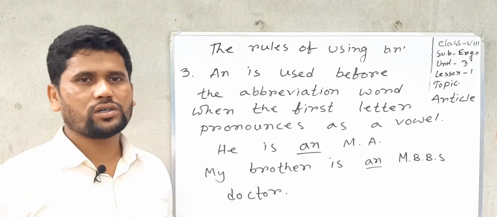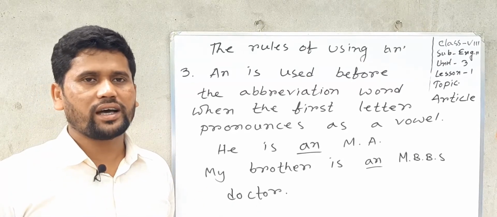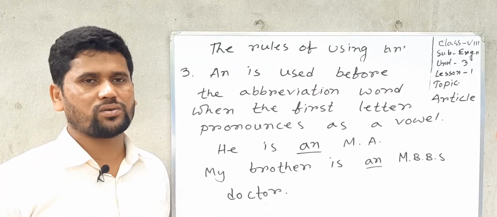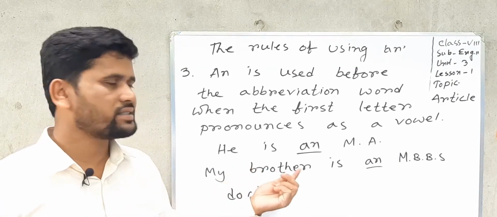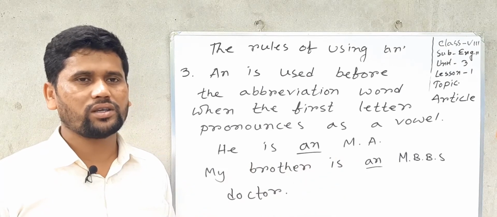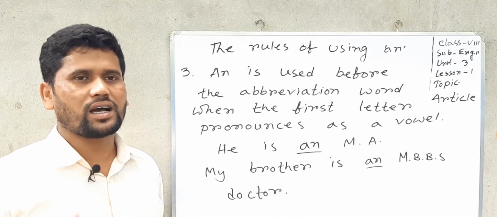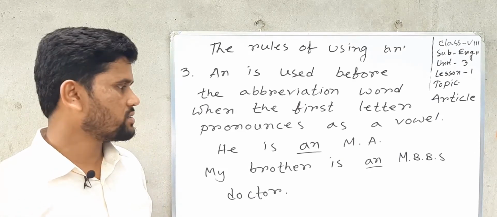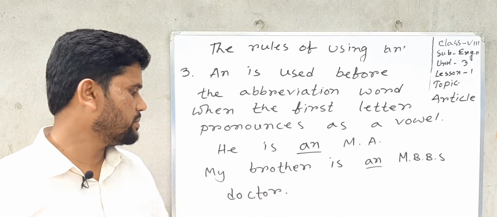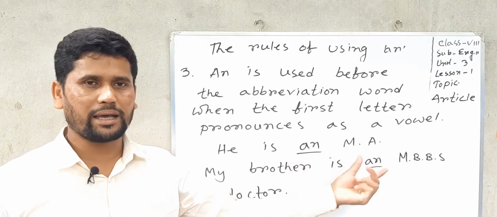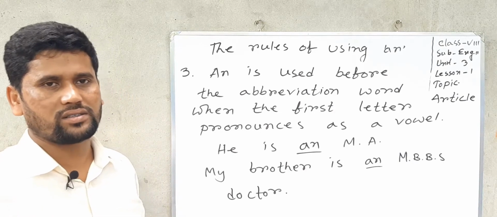An is also used before an abbreviation when the first letter of the abbreviation is pronounced as a vowel. Here he is an MA. M, when we pronounce it, is em. So the first sound is a vowel sound, so I use an here. And also my brother is an MBBS doctor. Here in MBBS, M means em. So the word starts with a vowel sound, so I use an.